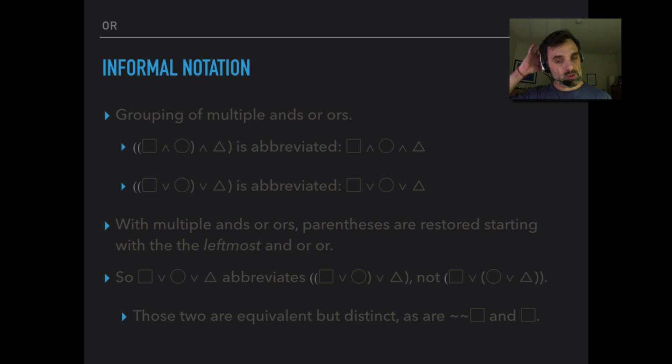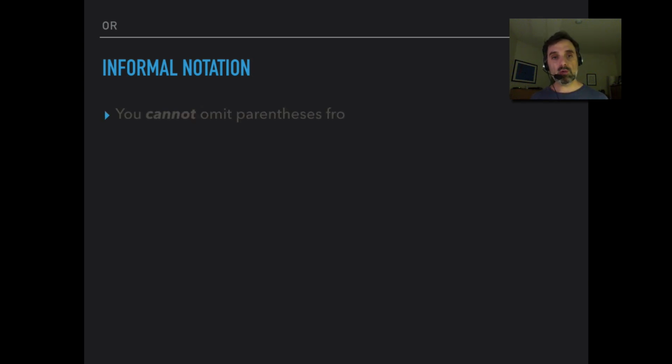And those two sentences with the parentheses restored are equivalent in their logical sense: whenever one is true, so is the other. Whenever one is false, so is the other. So they're equivalent in the same way that not-not-square and square are equivalent to each other. But they are different sentences, and the inference rules will handle them slightly differently. So you just want to know when you see a string of them that the parentheses are grouping around the leftmost symbol. If you have a mixture of ANDs and ORs, you can't take the parentheses away.